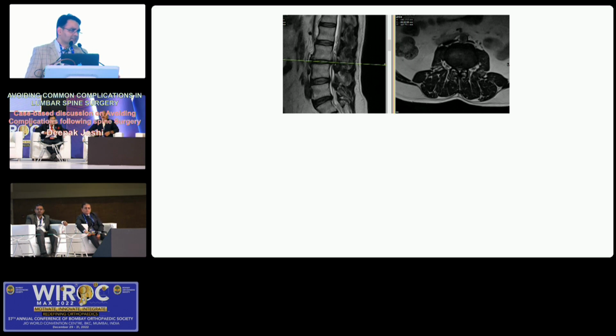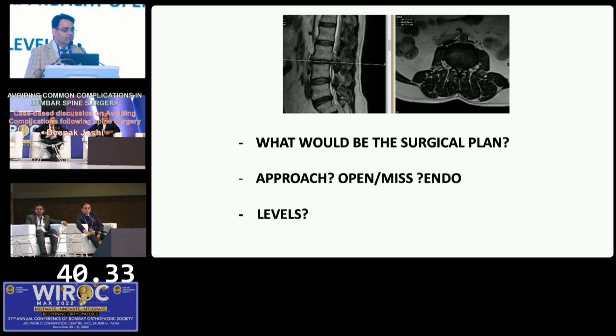Everyone will see this case in the OPD and they will advise a surgery. My plain questions are, what would be the surgical plan? How many levels? Which approach? Open, MIS, tubular, endoscopic? Or does one approach have more advantage over the other or not? Yes, sir.